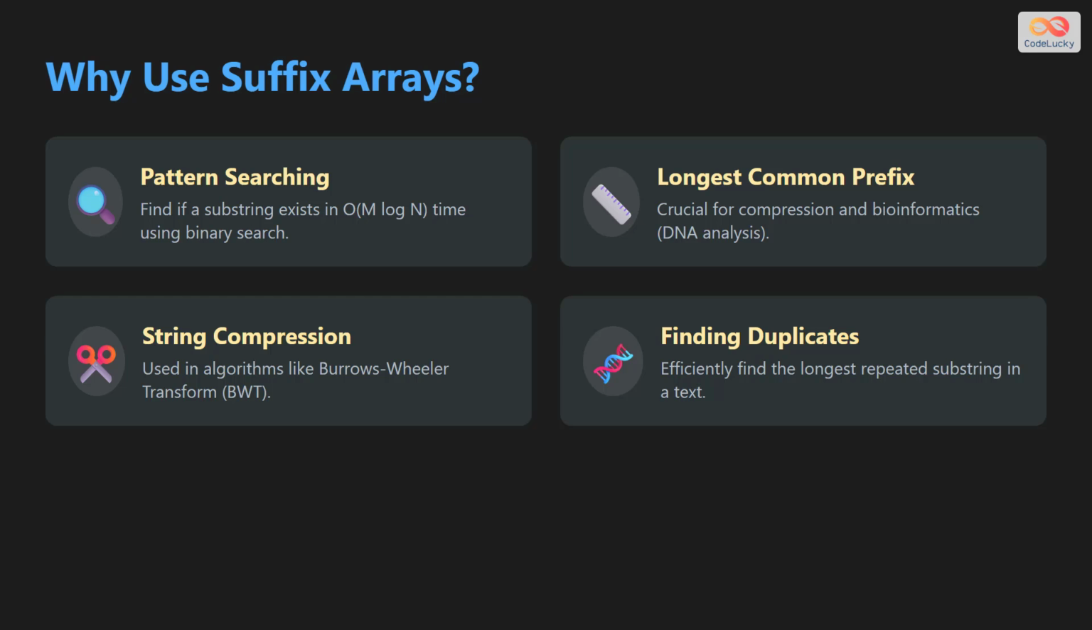Suffix arrays are incredibly versatile. They allow us to perform fast pattern searching using binary search. They are used to find the longest common prefix, which is vital in DNA analysis. They are also fundamental to data compression algorithms like the Burrows-Wheeler transform.